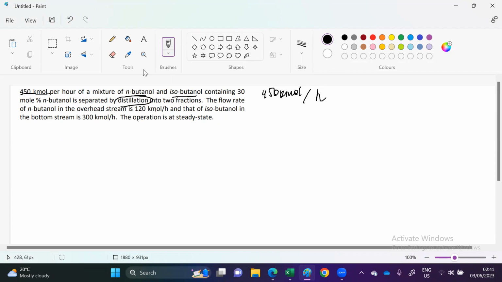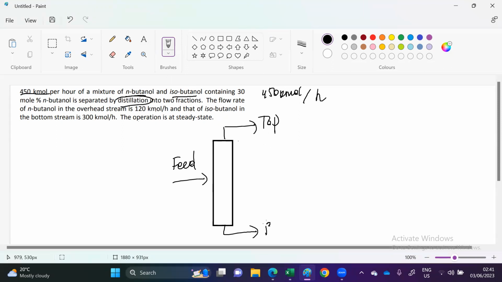Okay, distillation. So we need to draw the distillation column again. This is feed, this is outlets that we have seen in the first problem, feed, and this is top, this is bottom. Right? In the feed, we have 450 kilomole per hour. As you see, the basis is given with the mole, okay? And it said, in the feed, we have 30 mole percentage N-butanol, and 70 the remaining one, right? So if it's NC4, the remaining is iso-C4, right?